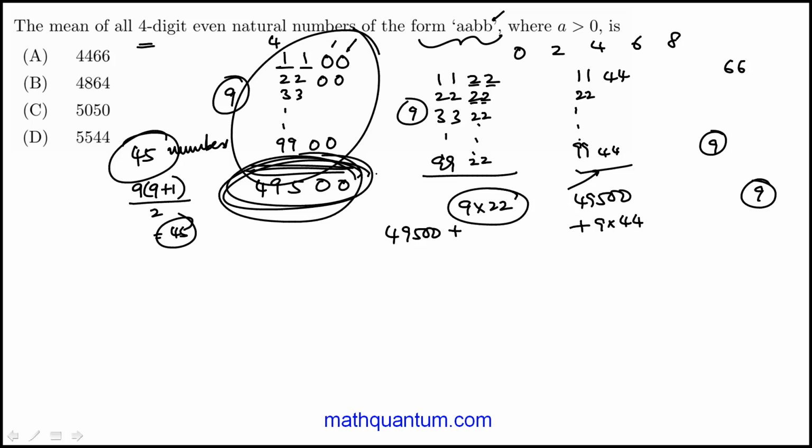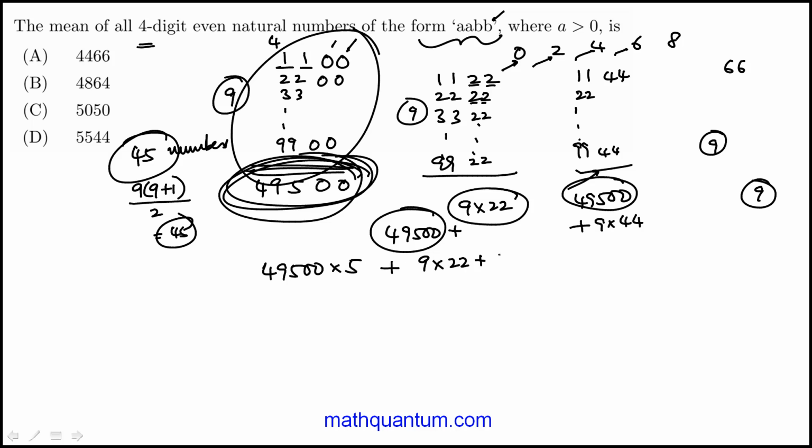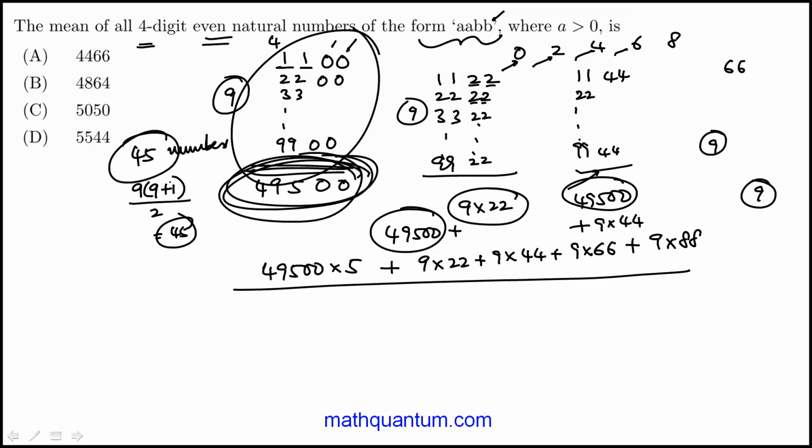So we'll have 6 of these, no, 5 of these. This is where you want to be careful. 5 of these. So our sum would be 49,500 times 5 plus 9 times 22 plus 9 times 44 plus 9 times 66 plus 9 times 88. So that's the sum of all 4-digit even natural numbers that satisfy this condition. I need to divide this by the total number of terms, which is really 9 times 5.